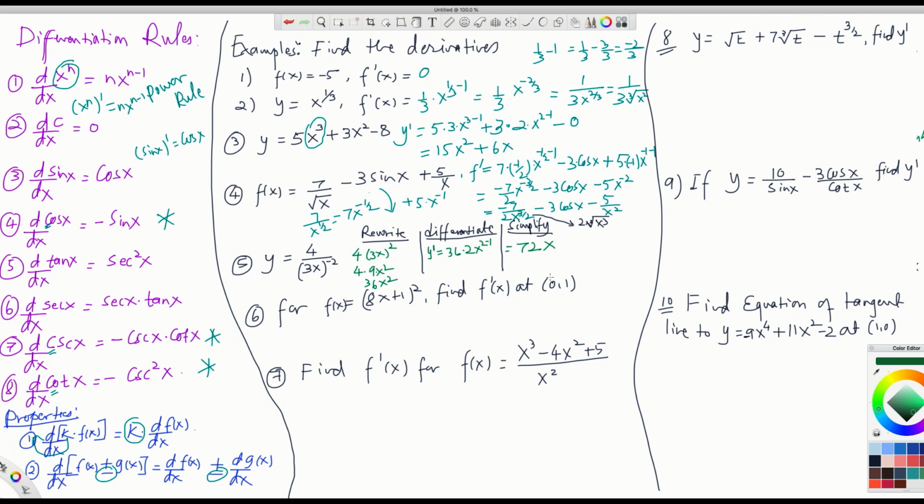That's what you get. Okay, next example is, if f(x) is (8x plus 1) squared, then find f prime of x at (0, 1). You will find out f prime of x first, and then you plug in x equals 0 and y equals 1 if there is any y. So what you get here is f of x equals, let me write this in the simplified form, that is like 8x plus 1 times 8x plus 1. Why do I need to simplify?